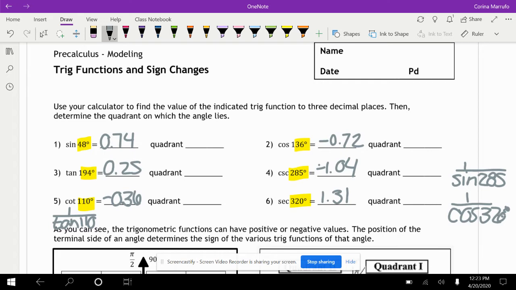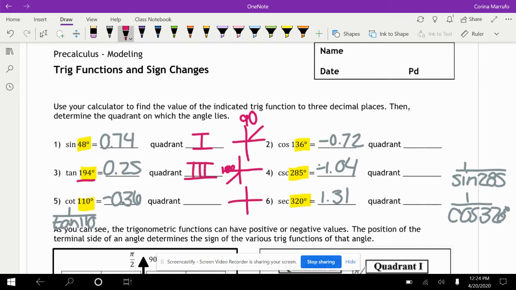Okay, so some of them give us positive numbers and some give us negative numbers. The way we figure that out is in which quadrant they land. So 48 degrees, if we were to draw 48 degrees on our graph, since this is 90 degrees, 48 degrees would land in the first quadrant. 194, so tangent of 194. This is 180, so that means 194 would land here, which is in the 3rd quadrant.